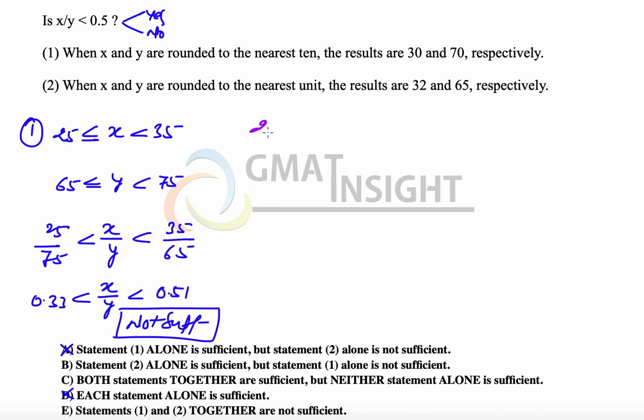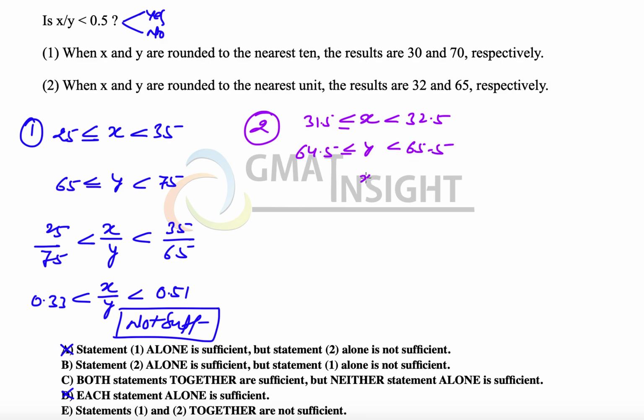Now let's look at the second statement, which says that x and y are rounded to the nearest unit. The results are 32 and 65. So once again, let's look at the values of x when x is rounded to the nearest unit digit. Nearest unit digit means we have to round it off at this number. So x can be any value from 31.5 inclusive to 32.5 not inclusive. Similarly, the value of y can be 64.5 inclusive to 65.5, but that is not inclusive.